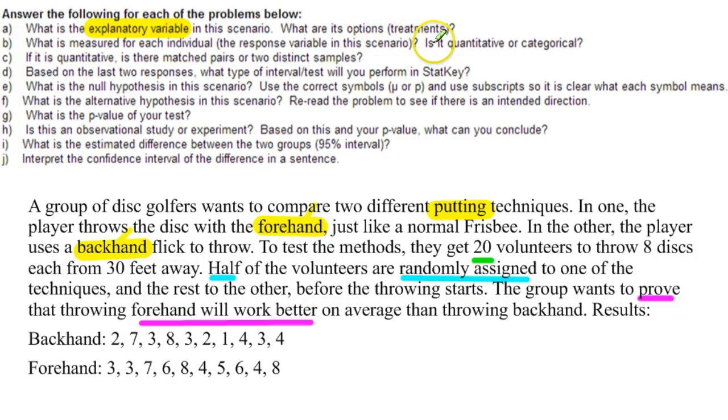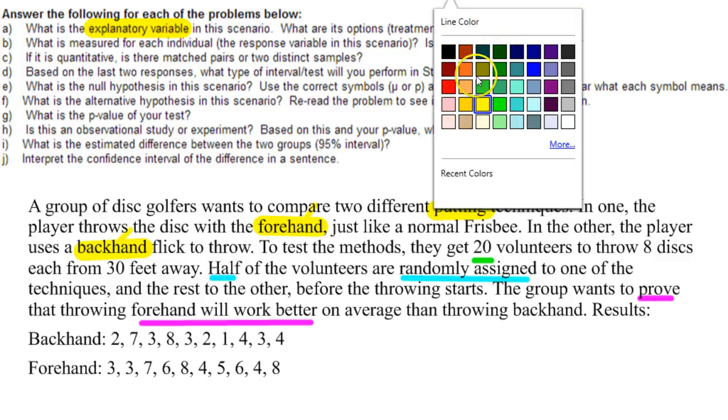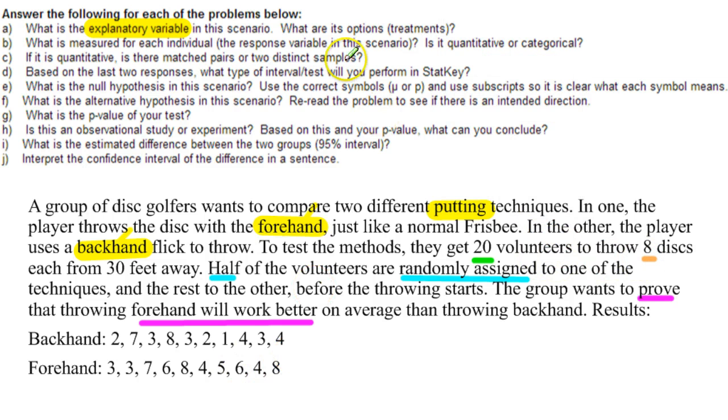So how many makes? And is that quantitative or categorical? Well, because we're asking how many times did you make it, that is going to be a quantitative variable. Let's go ahead and choose a color for that. So we have our out of 8, it's going to be quantitative: how many makes. Part C says, if it is quantitative, is there matched pairs or two distinct samples?